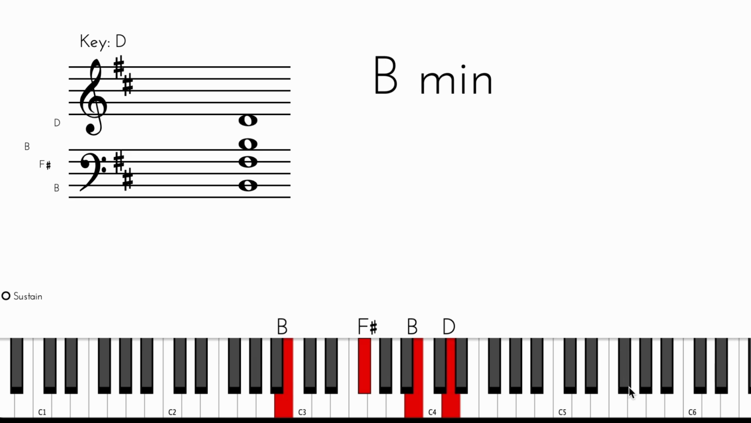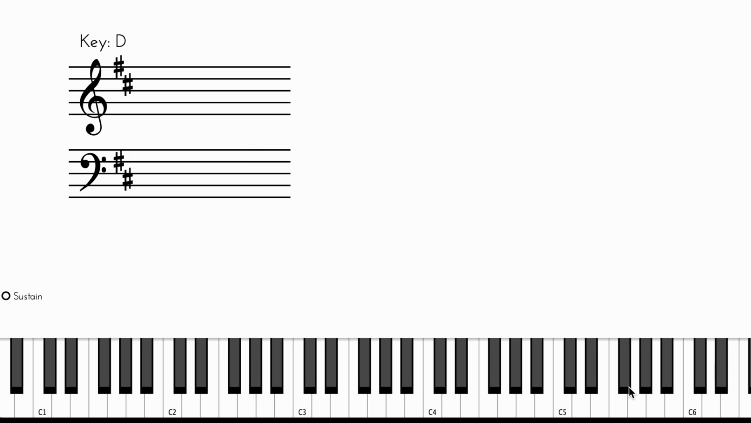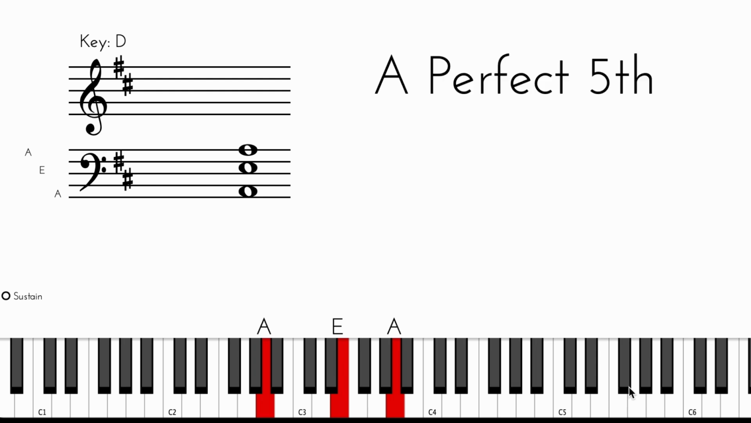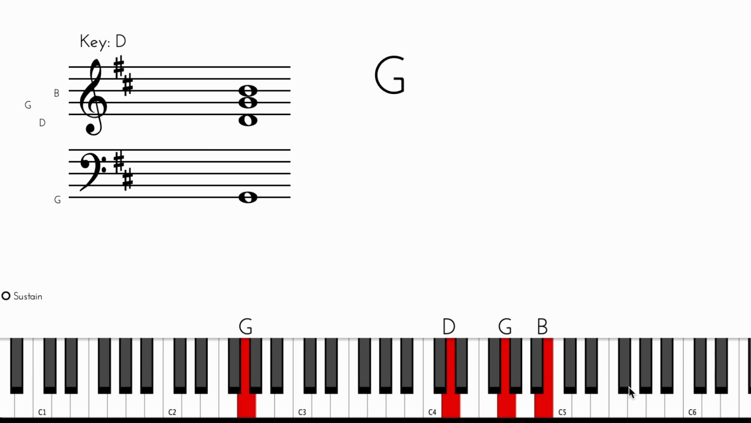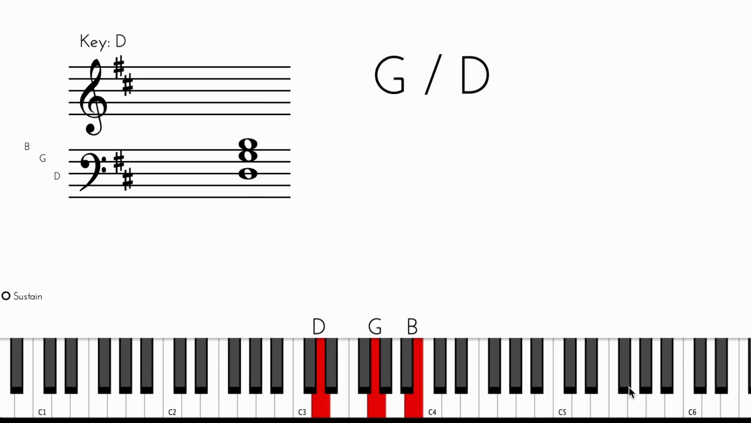I'm using chord inversions to play the song. Okay, let me break it down. So I'm using the second inversion of 4. So this is your root chord, remember? And this is your second inversion, but I'm playing it here.